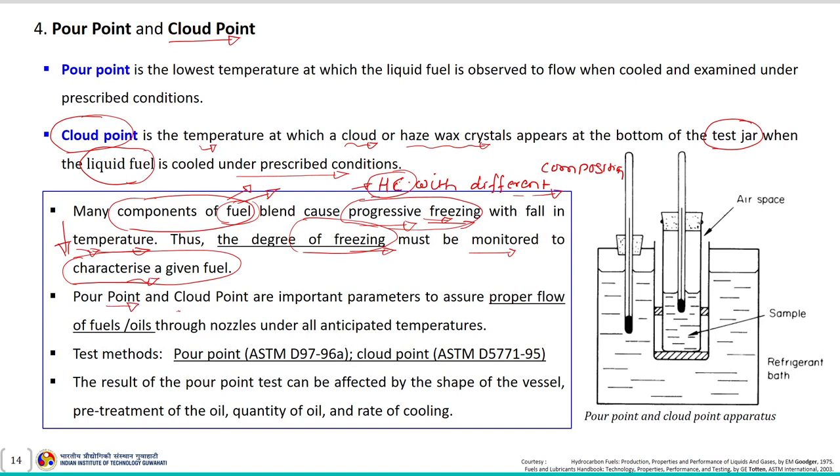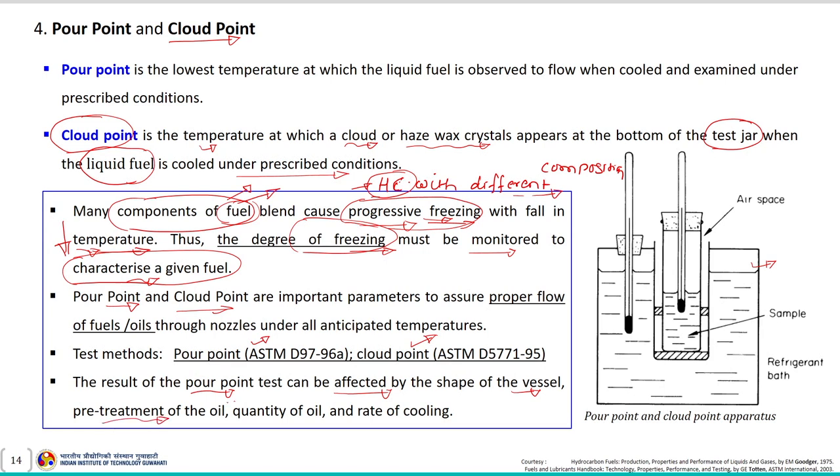Pour point and cloud point are important parameters to assure proper flow of fuels through nozzles under all anticipated temperatures. And these ASTM techniques are used to measure the pour point and the cloud point of a given fuel. This particular schematic represents the setup which is used to measure the cloud point and the pour point of the given fuel. And the result of the pour point test can be affected by the shape of the vessel which is used during this test method.